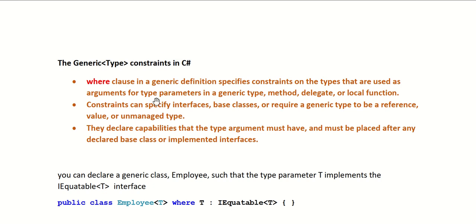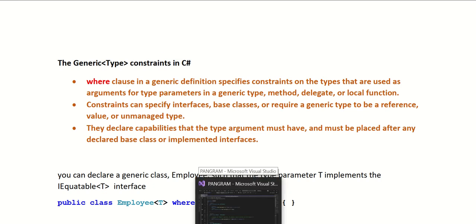The where clause in a generic definition specifies constraints on the types that are used as arguments for type parameters in a generic type, method, delegate, or a local function. Constraints can specify interfaces, base classes, or require a generic type to be a reference, a value, or an unmanaged type. They declare capabilities that the type argument must have and must be placed after any declared base class or implemented interfaces.